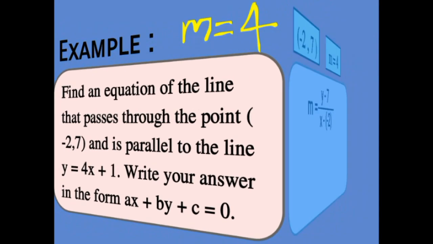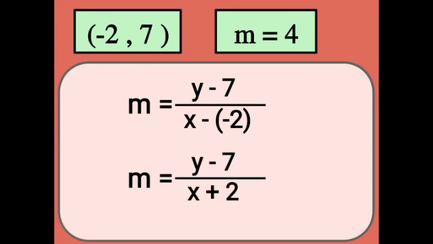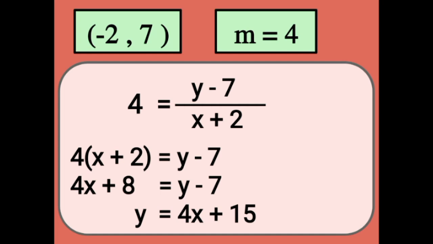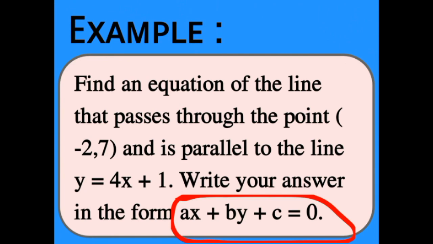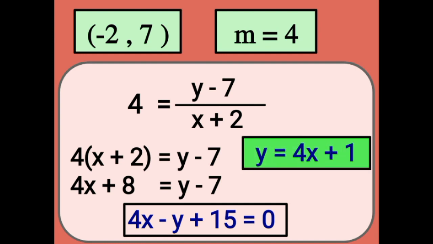Now, to find the equation of the line, m equals y minus 7 over x minus minus 2, m equals y minus 7 over x plus 2. m equals 4, so 4 equals y minus 7 over x plus 2, 4x plus 8 equals y minus 7. y equals 4x plus 15. Rearranging this equation in the form ax plus by plus c equals 0 gives us 4x minus y plus 15 equals 0. So, the line with the equation 4x minus y plus 15 equals 0 is parallel to the line with equation y equals 4x plus 1.